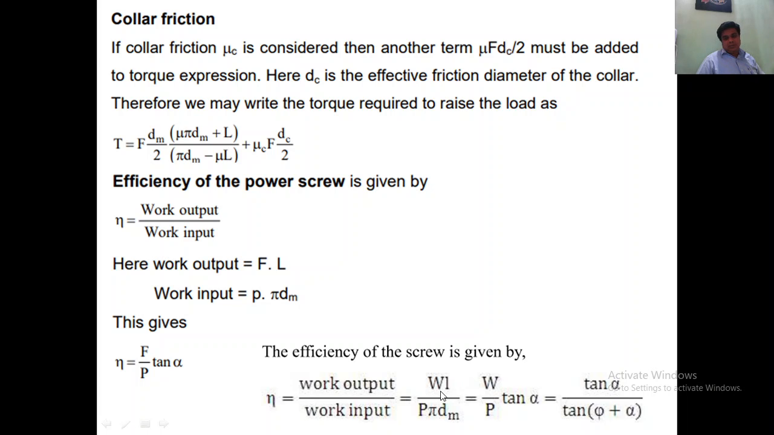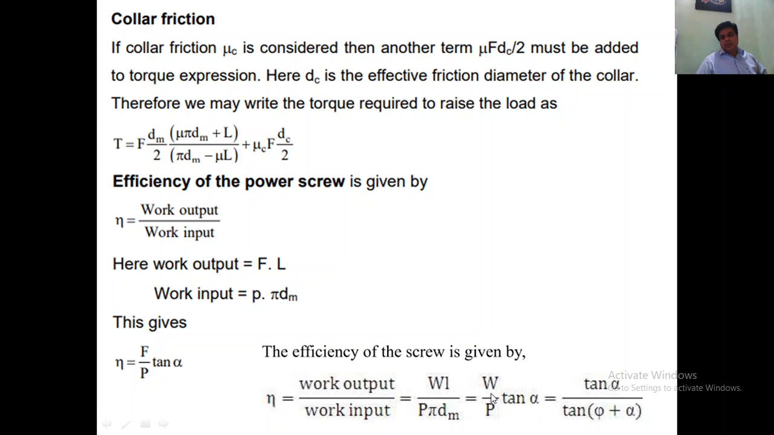So again, the same equation: efficiency is output by input. W is nothing but F in this case. I told you that different textbooks use different notations. So here W is nothing but F, and P is the external force or the torque you are applying. The same thing comes here: W into L, or F into L, and P into pi dm. So W by P, and L by pi dm is nothing but tan alpha.